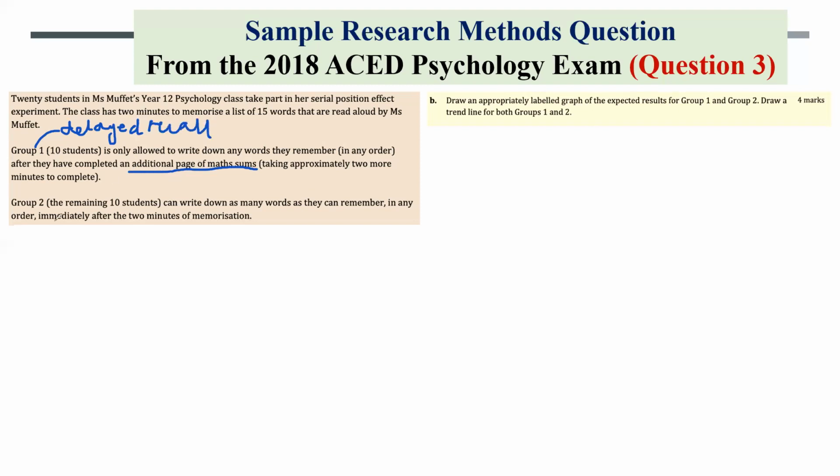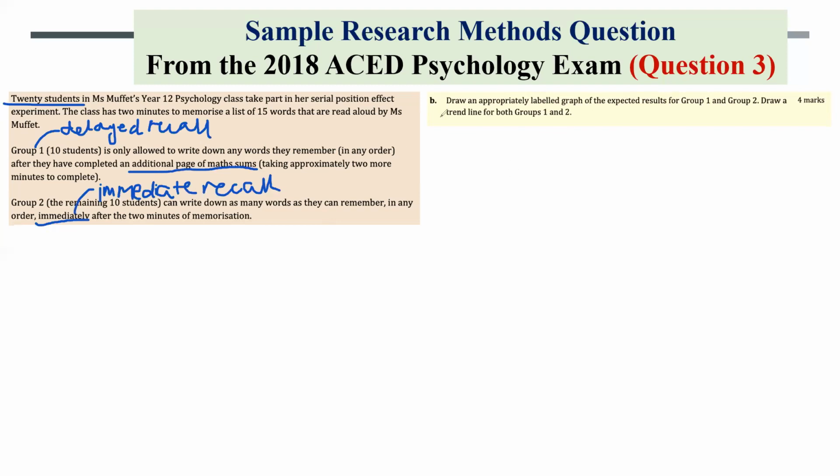Delayed recall. And then group 2, which is the remaining 10 students, because remember, we're dealing with 20 students, can write down as many words as they can remember in any order immediately. So that gives you a clue that this is the immediate recall group. Another clue is they're not asked to do any extra delay task that would otherwise act as a distractor. They're just allowed to look at the words and then straight away recall them. Okay, so there's 2 conditions, delayed recall and immediate recall.